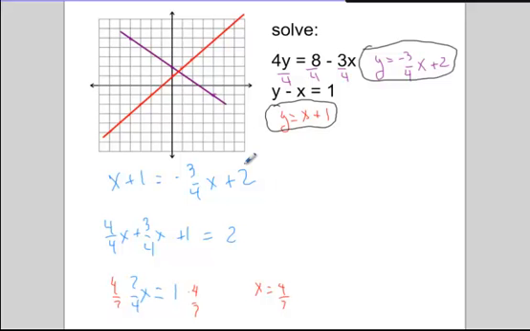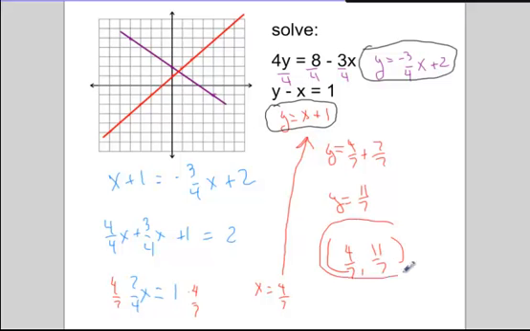Now I could actually finish this and get my answer because this is a pretty easy equation to plug into. So I'm going to take that positive 4/7 x and plug it in, and I get y equals 4/7 plus 1. I'm going to change that 1 to 7/7 so I can add it to the 4/7. So I'm going to get 11/7. Now that is 1 and 4/7, and that looks about right. So my answer was 4/7, comma 11/7, and I did not get that by graphing.